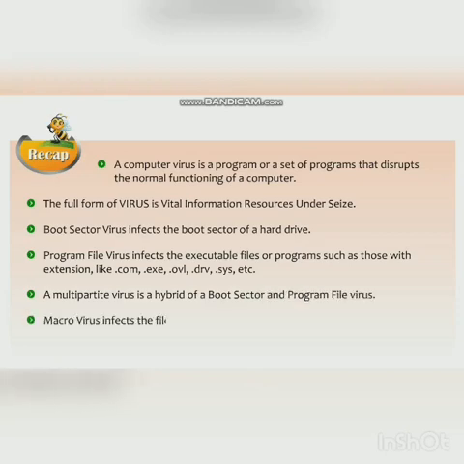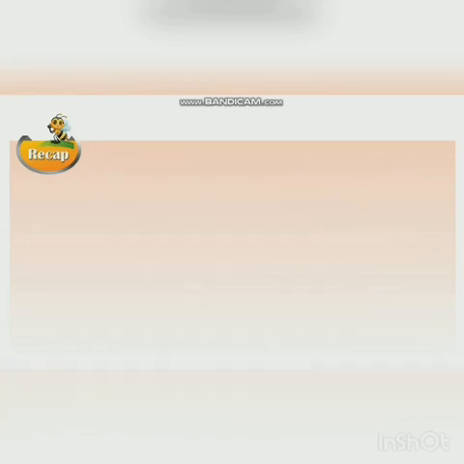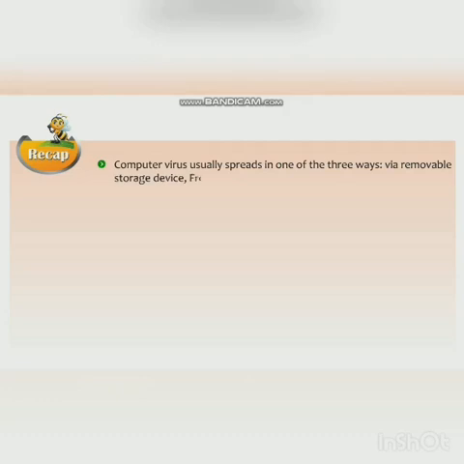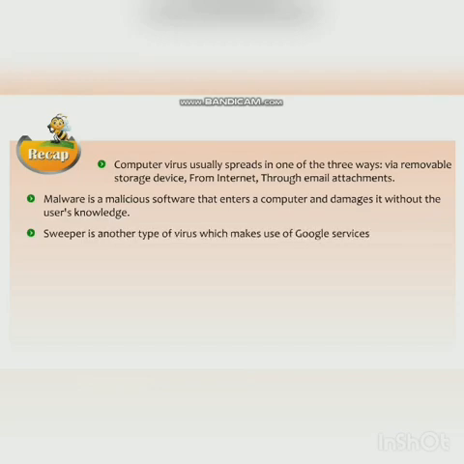Macro virus infects the files which are created using application software that supports macros such as Word, Excel, and PowerPoint. Computer viruses usually spread in one of three ways: via removable storage devices, from the internet, and through email attachments. Malware is malicious software that enters a computer and damages it without the user's knowledge. Sweeper is another type of virus which makes use of Google services to install the malicious code on the computer.